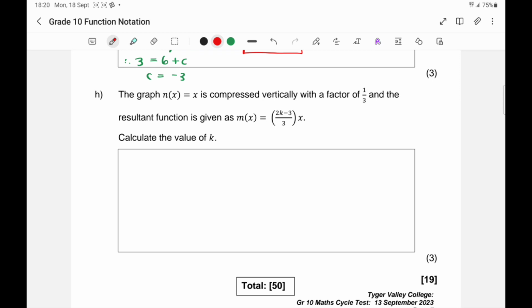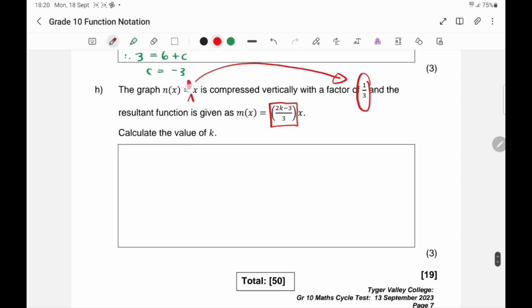Sorry about that. Okay, so the graph n of x is equal to x is compressed vertically with a factor of a third. So what do we know? We know that in front of the x is a 1. Now it's been compressed to become a third. And the resultant function is given as m of x is equal to (2k minus 3) over 3 times x. So very important, this in front of the x is no longer a 1, but it should be a third.